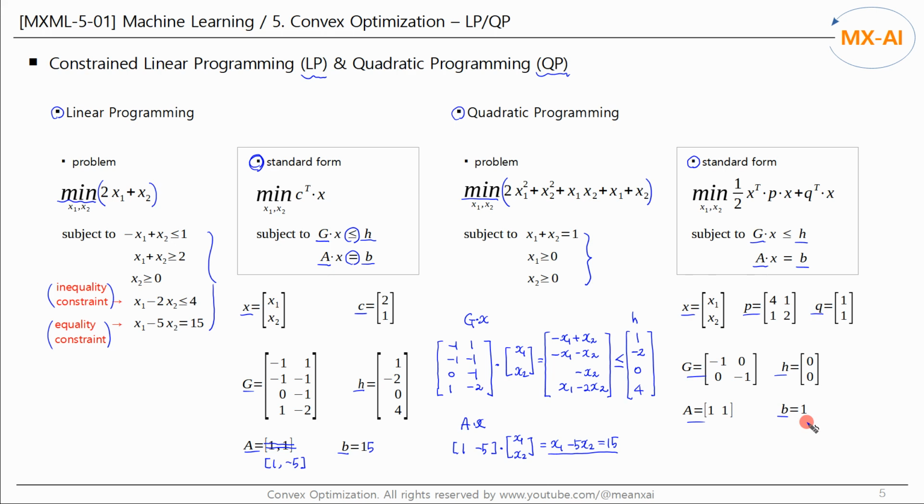Expressing LP or QP in a generalized form can standardize the procedure for finding a solution. From the next video, we will look at how to find a solution by converting the optimization problem to standard form. We will then write code to solve the optimization problem using the CVXOpt library.